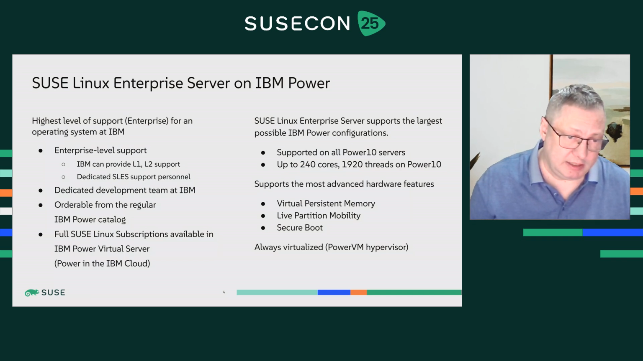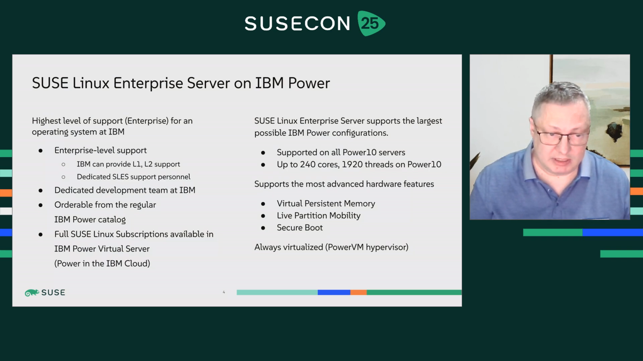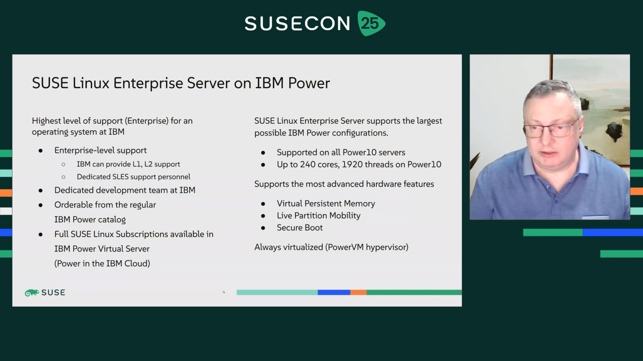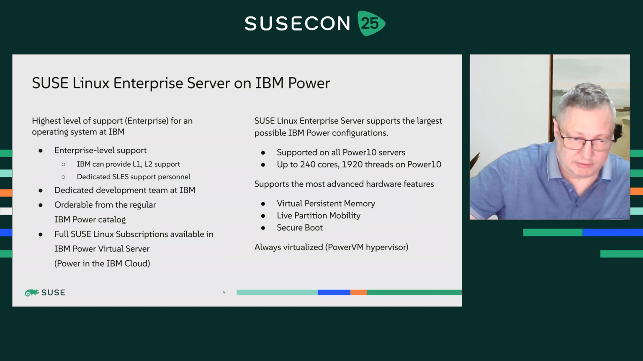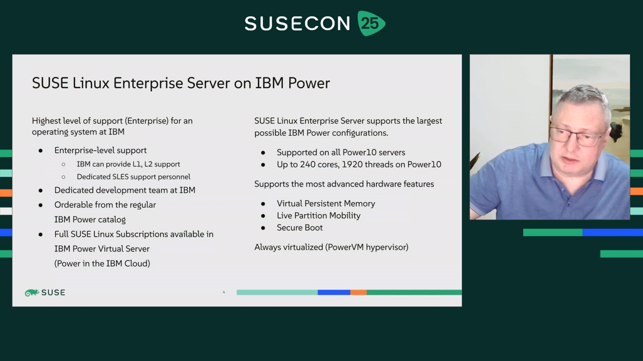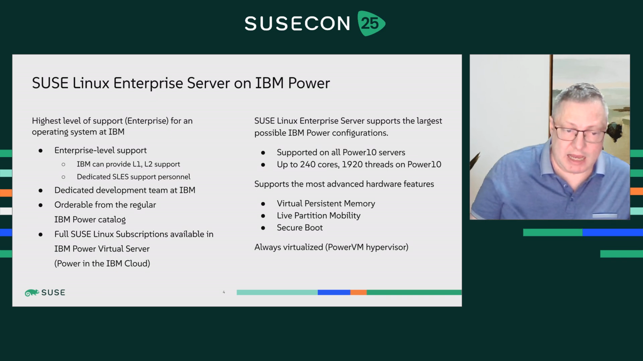It means we have a dedicated support team just for SUSE Linux Enterprise. It also means we have a dedicated development team working hand in hand jointly with SUSE on enabling the operating system features on our hardware and enabling our hardware features within the SUSE Linux Enterprise Server builds. It also means that SUSE products are orderable from the regular IBM Power catalog. So if you're a business partner reselling IBM Power hardware, you can add SUSE Linux subscriptions in the same order as the hardware.